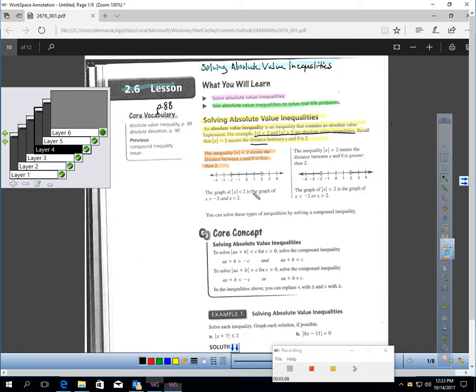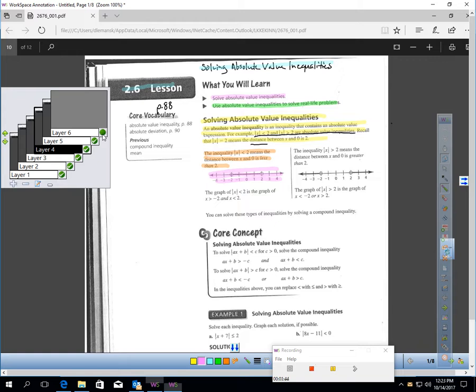Now, when we have absolute value inequalities, an inequality like absolute value of x less than 2 means the distance between x and 0 is less than 2. In other words, I'm looking for what values of x have a distance from 0 that's less than 2. You can see a picture of that below. Here are the values of x that are less than 2 away from 0, numbers like -1, 0, 1.5, -1.5.